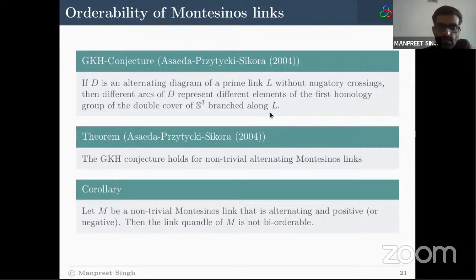And this conjecture was also confirmed for the Montesinos links by Asaeda, Przytycki, and Sikora. And again, if we add one more condition that the non-alternating Montesinos links are positive or say negative, then by our previous result, one can ensure that the link quandle of M is not bi-orderable. And with this, I finish my talk. Thank you.